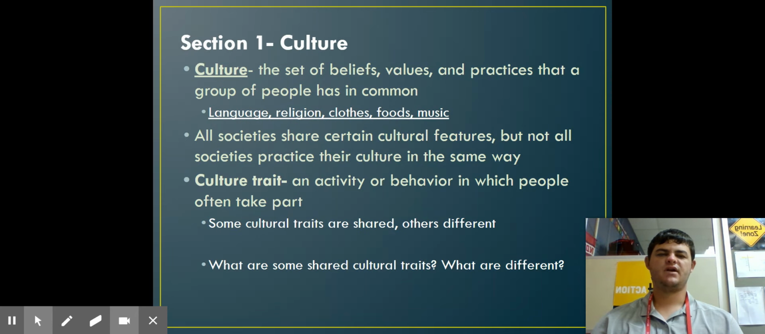Culture is the set of beliefs, values, and practices that a group of people have in common. Things like language, religion, clothes, foods, music. All societies share certain cultural features, but not all societies practice their culture in the same way. A culture trait is an activity or a behavior in which people often take part. Some cultural traits are shared, others can be different. Just think about in your head at home, what are some shared cultural traits and what are some different cultural traits?